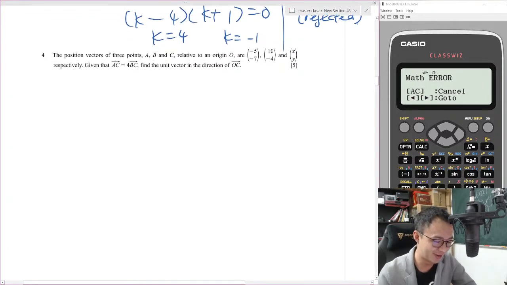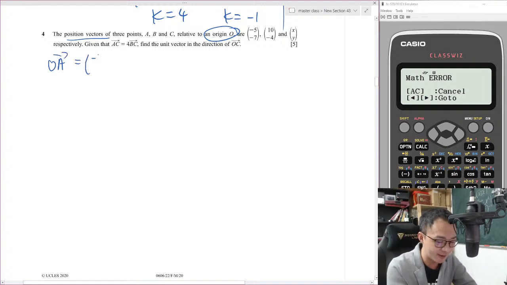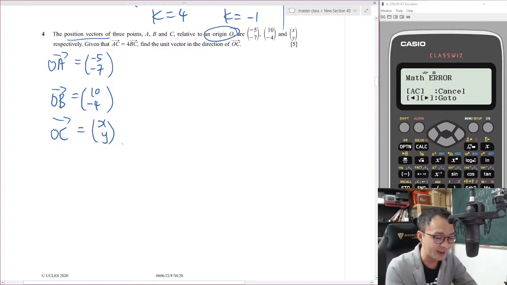Alright, so let's move on to question number 4 here. The position vectors of 3 points A, B, and C are given. The origin is O. The first one, OA, is (-5, -7). The second one, OB, is (10, -4). The last one, OC, is (x, y). And the question tells me AC equals 4BC.